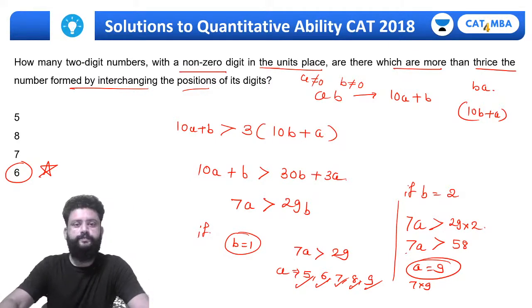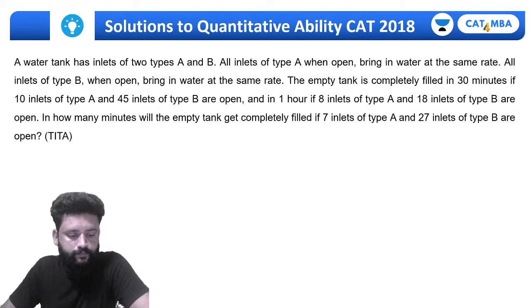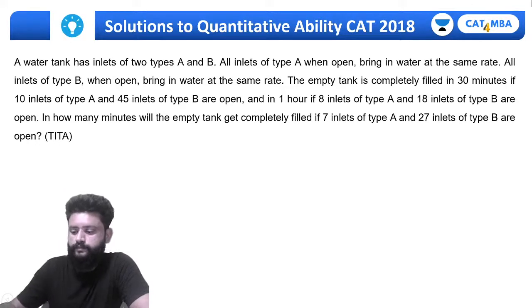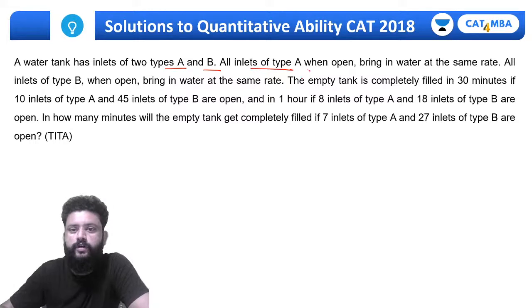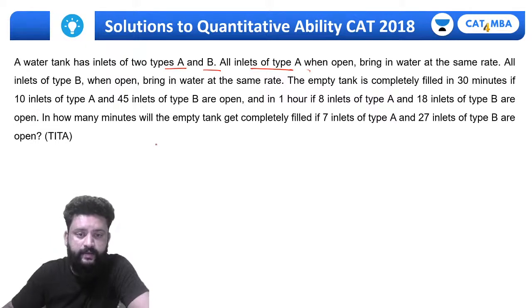Let's move to the next. A water tank has inlets of two types, A and B. All inlets of type A, when open, bring water in at the same rate, and all type B are also at the same rate. The empty tank is completely filled in 30 minutes if 10 inlets of A and 45 of B are open. So we can say 10A plus 45B.